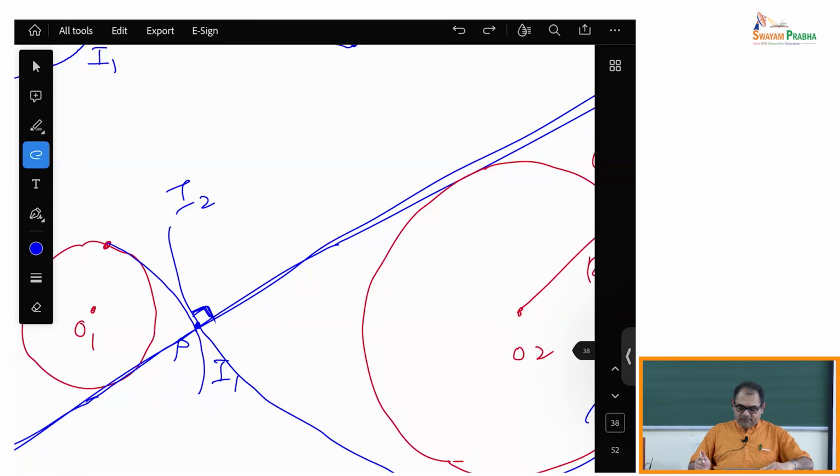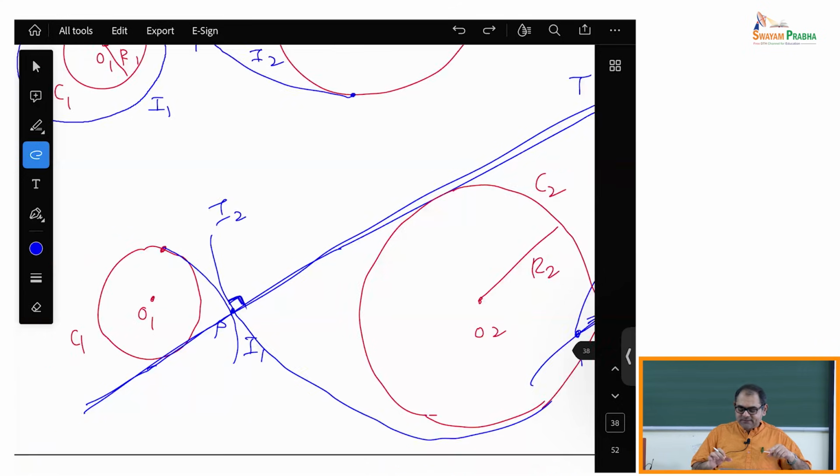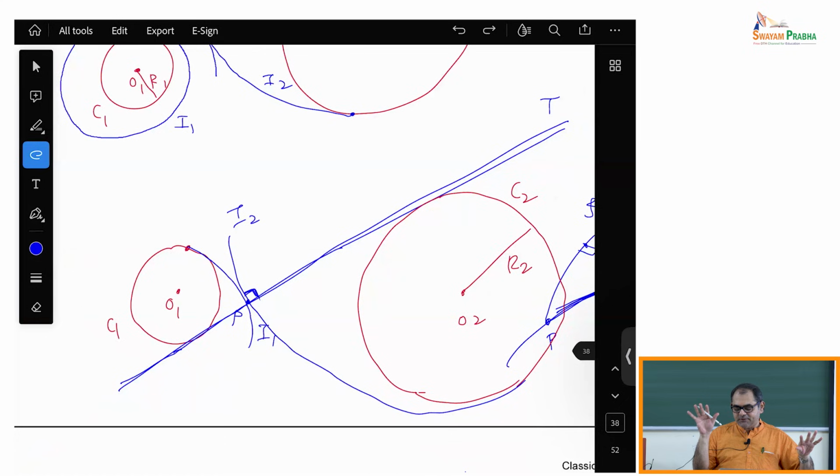okay. What I want you to understand is that you can fix the circle C1, you can fix the circle C2 as you wish. That means you can fix the distance between their centers as you wish. You can also fix the radii as you wish. All these you can control. The only condition is that this T should be the common tangent. And draw any such involute I1 and draw any such involute I2. Okay, wherever they meet, they will meet at a point only on the common tangent.